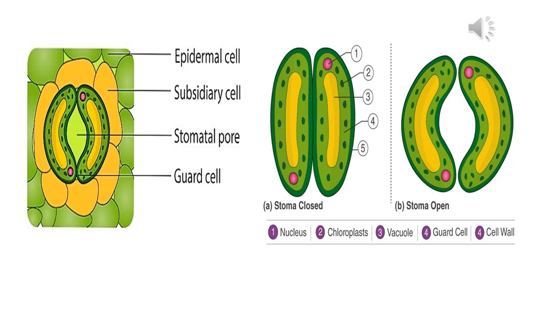In the next part of the diagram, you can see different labelings of stomata. Where the stomata is closed, you can see the different structures of stomata. Number 1 has been depicted as nucleus. Number 2 is chloroplast. Number 3 is vacuole. Number 4 is guard cell. While number 5 is cell wall.